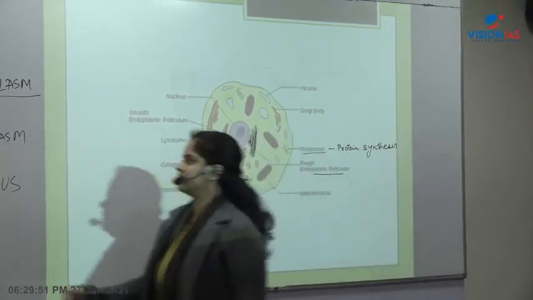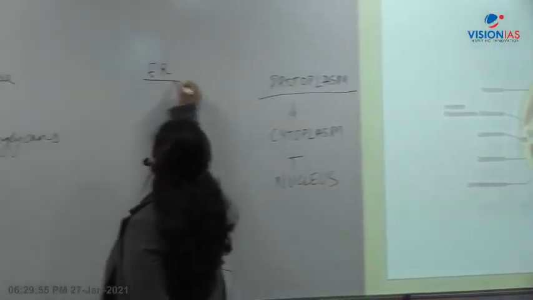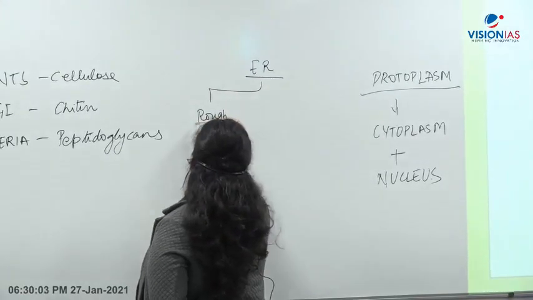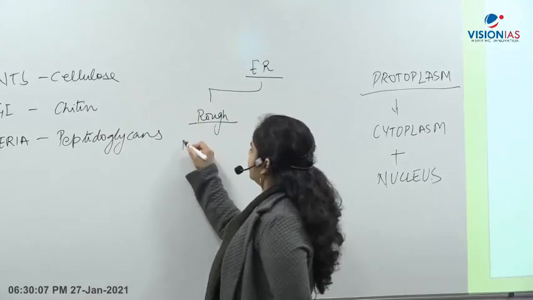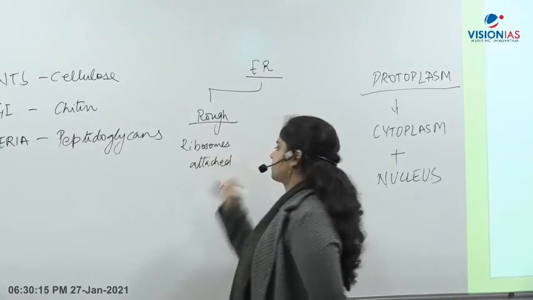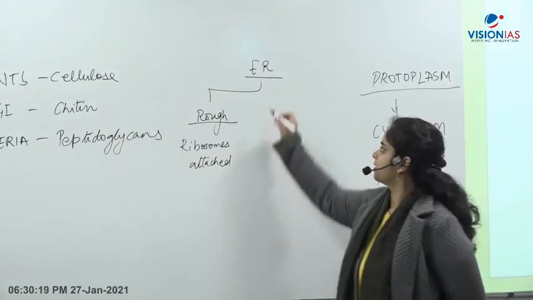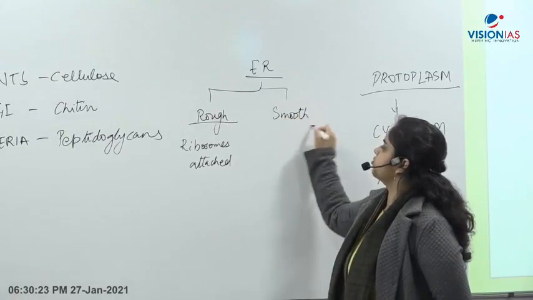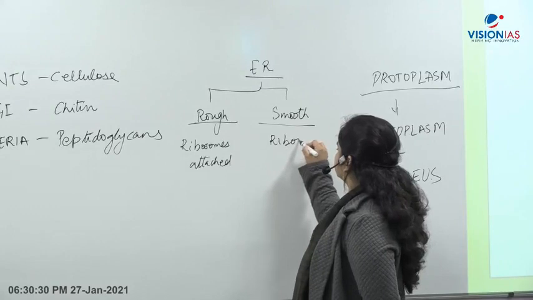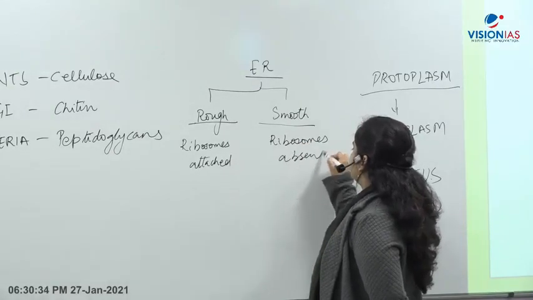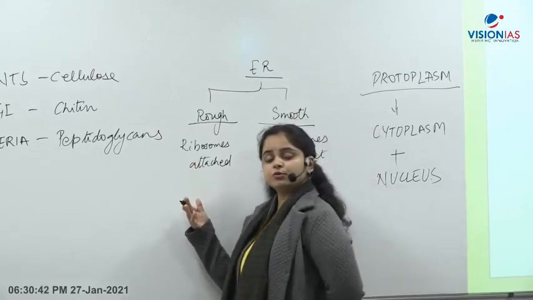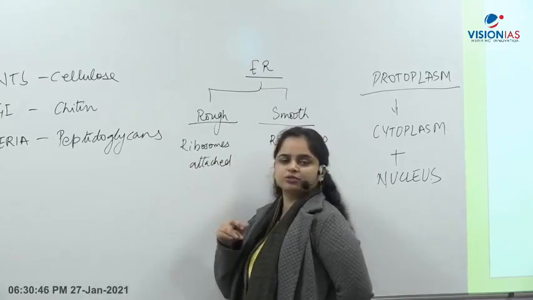So endoplasmic reticulum, also abbreviated as ER, would be of two types. One is the rough. We are going to call them rough ER when they have ribosomes attached. And then smooth. If the ribosomes are not attached, if the ribosomes are missing, then we say they are smooth. So endoplasmic reticulum can be of two types, with ribosomes, without ribosomes.